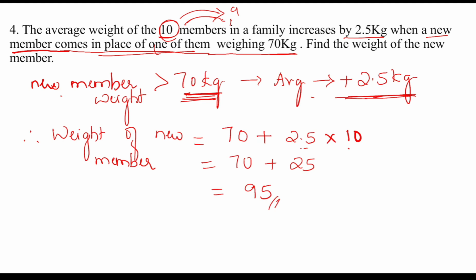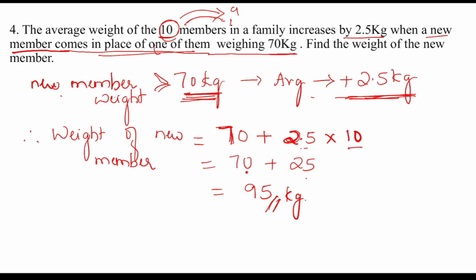Okay, why 95? Why did we do it with 70 plus? Because we know that since the average is increasing, the new member's weight has to be greater than 70 kg, then only the average is increasing. So 70 plus, how much more should it be? The increase in the average, that is 2.5. For how many members? 10 members. Per head 2.5 it keeps increasing. For 10 members, how much is it increasing? 25. So 70 plus 25 is 95. So the weight of the new member is 95 kg.